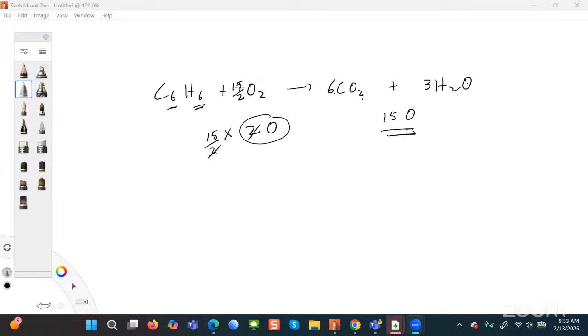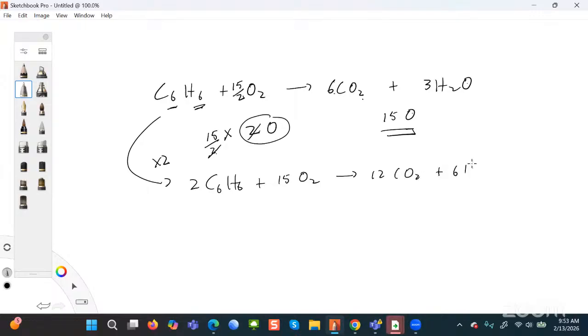And then, just like in the previous example, what I would do is try to get rid of this fraction and convert it into an integer, which means that I'm going to multiply everything by 2, which is 2C6H6 plus 15O2 to give 12CO2 plus 6H2O. And that should be the final answer.